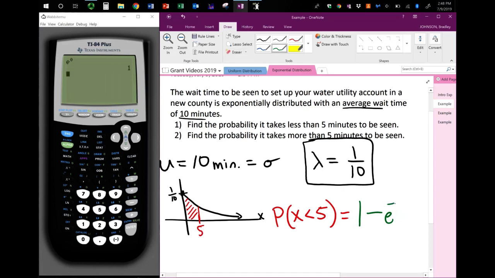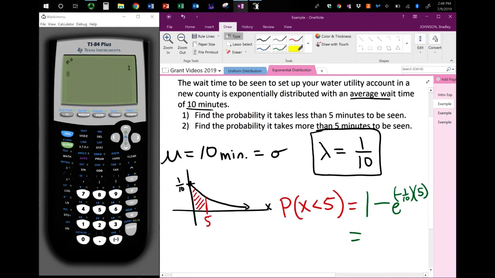Write that a little bit better. Negative 1/10 is multiplied by that 5, because that's what we're interested in. So 1 minus e to the negative lambda times our x. Now let's use our TI-84 calculator to calculate this. Over on the left, 1 minus, make sure you use subtraction there, and then you do second ln to bring up the e, but now you have negative 1/10. You want to use the negative right there.